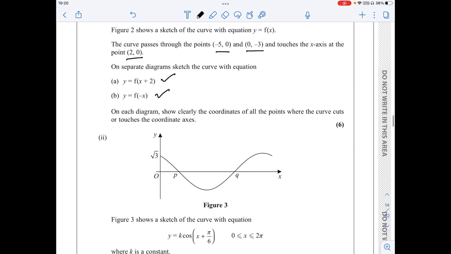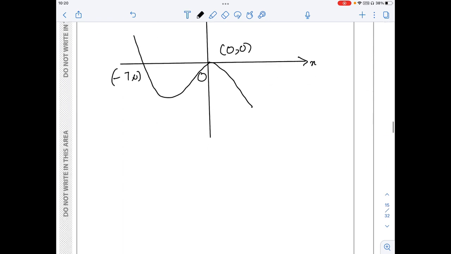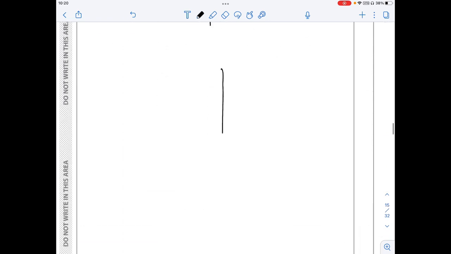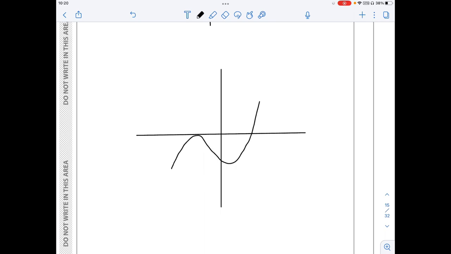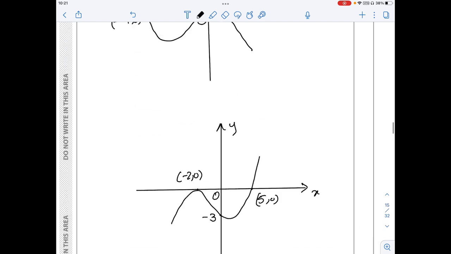Next one is nothing but what? f of minus x means it is a reflection in the y-axis. The left side part of the graph becomes the right side part, and the right side part of the graph becomes the left side part. So this is a reflection in the y-axis. So I get over here 5 comma 0, and this point as negative 2 comma 0, and this is going to be negative 3. This is how f of minus x looks.